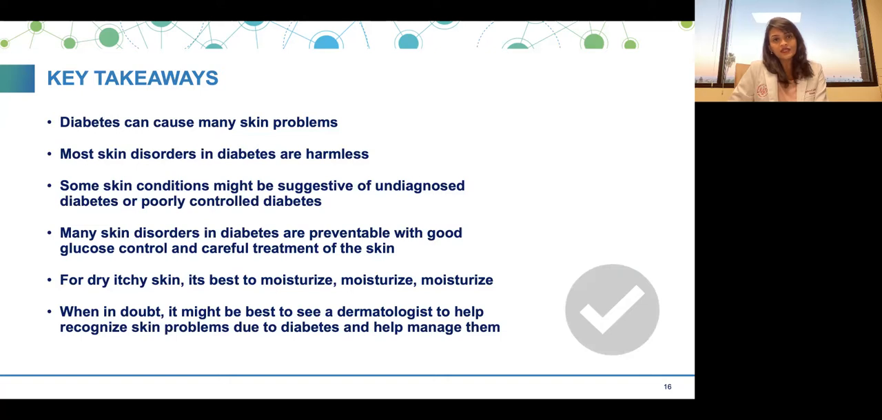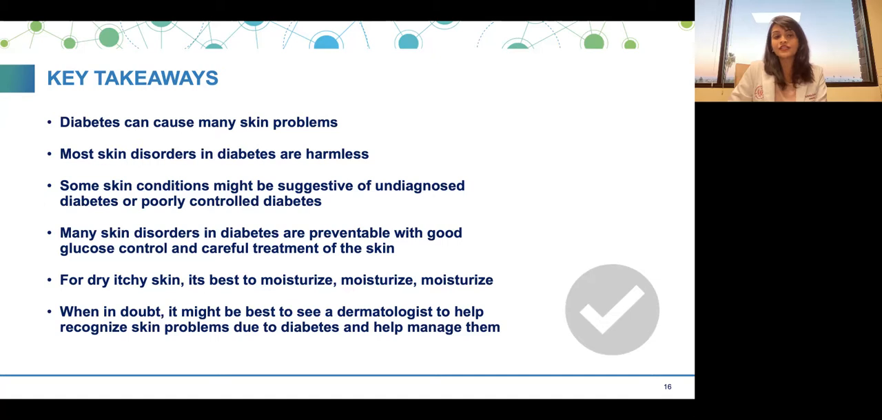So those were the main skin conditions that we see with diabetes. My key takeaways from this talk are that diabetes can cause many skin problems, and most of those skin problems are actually harmless. But some skin conditions can be suggestive of either undiagnosed diabetes or even poorly controlled diabetes. Many skin conditions in diabetes are preventable with good glucose control and also with careful treatment of the skin.